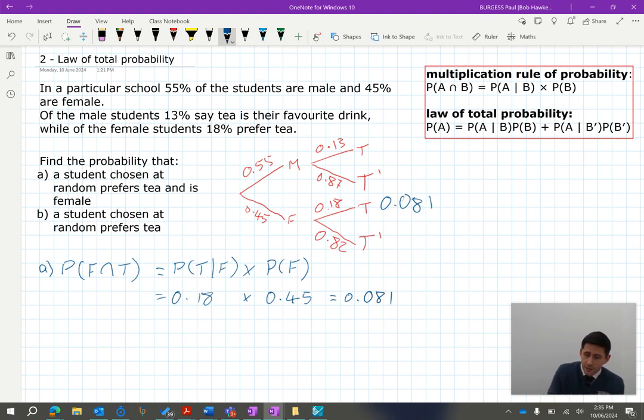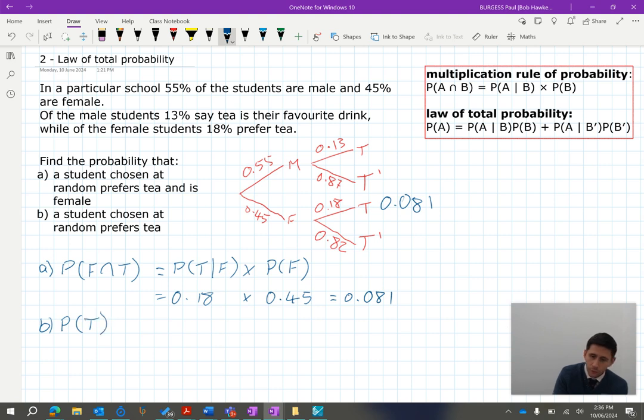The next thing that we're going to look at is the law of total probabilities. What's this all about? Well, if we've got some conditional probabilities that we've been given, and we want to know the probability in part B, for example, that a student chosen at random prefers T. So regardless of whether they're male or female, just that they prefer T.